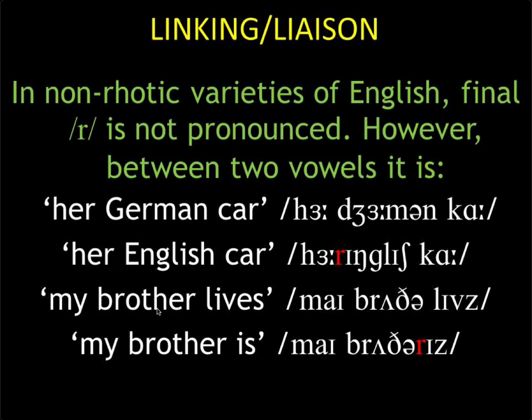Another example, my brother lives, no R, because it's followed by a consonant. But if it's followed by a vowel, even in non-rhotic varieties, it's pronounced: my brother is. My brother is.